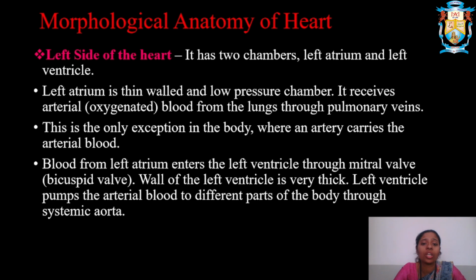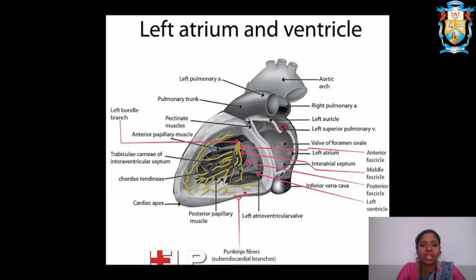So we saw how the deoxygenated blood from the whole body went into the heart. The right atrium received it and gave it to the right ventricle. The right ventricle sent that blood to the lungs, where the purification took place, and this oxygenated blood is now received from the lungs by the left atrium, flows to the ventricle through the bicuspid valve, and is sent to different parts of the body through the systemic aorta.